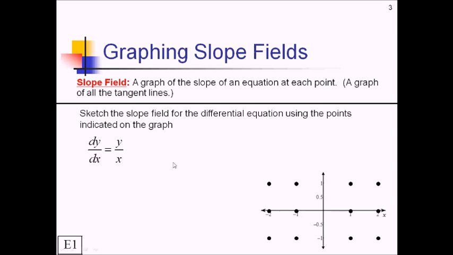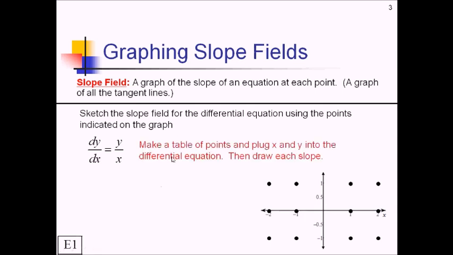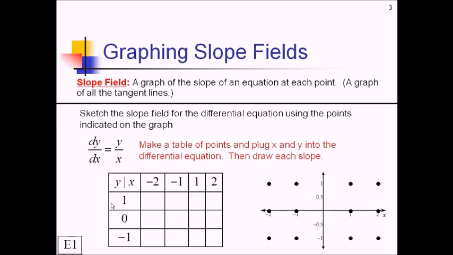To make this systematic and easy to do, I recommend you make a table of points and then plug the x and y values into the differential equation. Once you've got all the slopes mapped out, then go ahead and draw each slope. So for this graph, we need x values -2, -1, 1, and 2, and the y values 1, 0, and -1. When I make my table, I usually make it so that it's laid out just like the grid over here so that I can directly transfer my slope to a drawing.